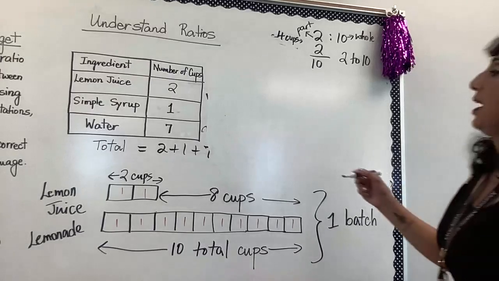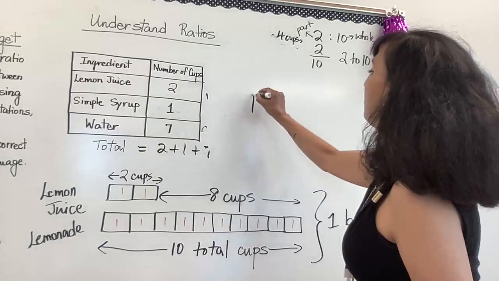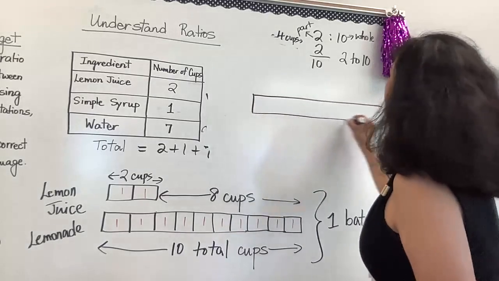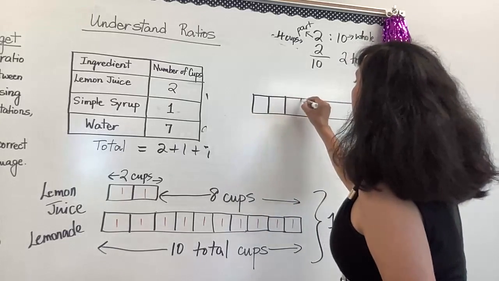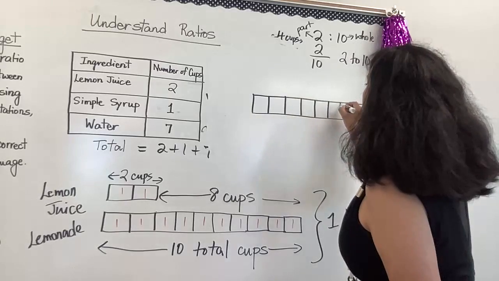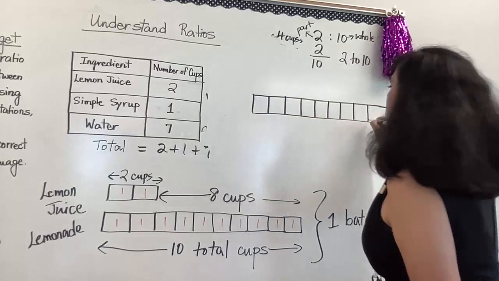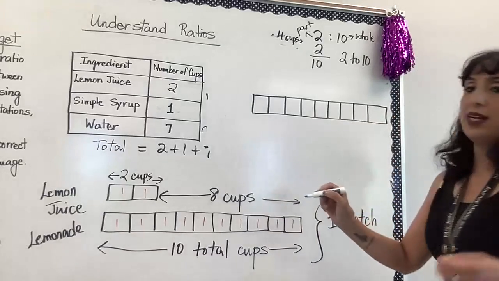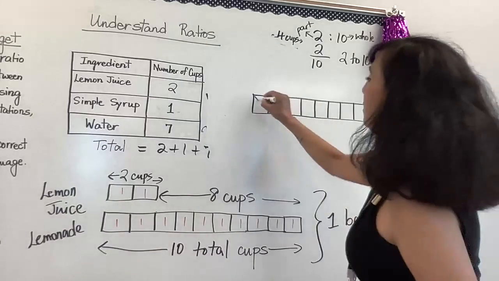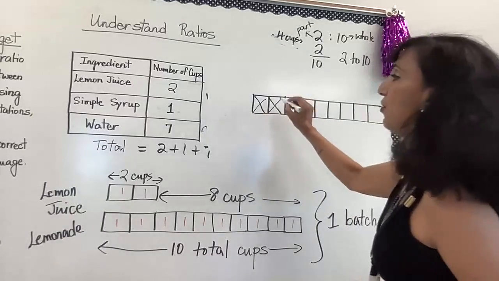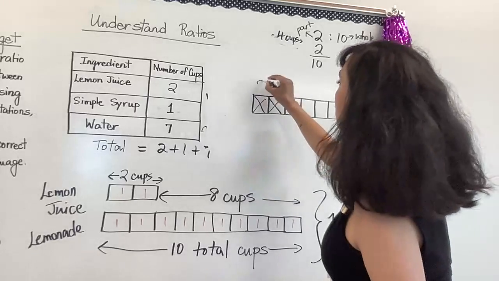So in this case, this is part to part. 1, 2, and 1, 2, 3, 4, 5, 6, 7. Let's look at this one. The part that we have for lemonade is going to be this one, and this one for the lemon juice. So this is 2 parts.